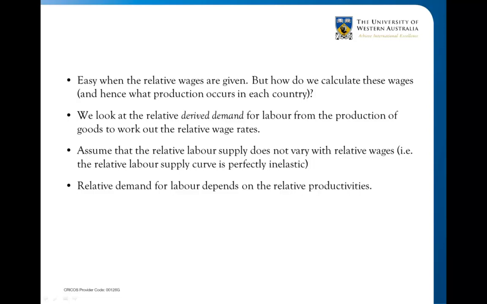And it doesn't vary. So in other words, as the relative wage goes up, you don't find more labour being supplied, right? So it's not an upward sloping labour supply curve. It doesn't make a massive difference, but it just simplifies things. The relative demand for labour depends on the relative productivity.